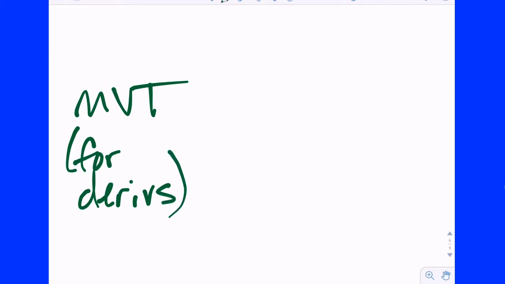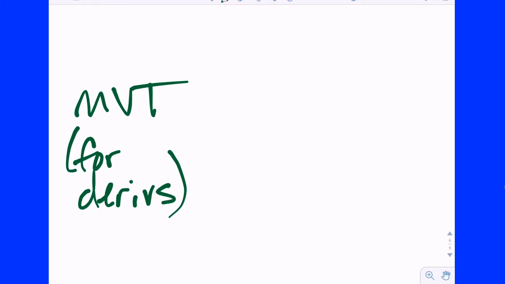If I say the MVT and I don't say for derivatives or integrals, you have to assume we mean for derivatives. It's the first one we learned. If you want to be discussing the MVT for integrals, you're going to have to say the MVT for integrals. Otherwise, we'll assume it's the MVT, which is for derivatives.